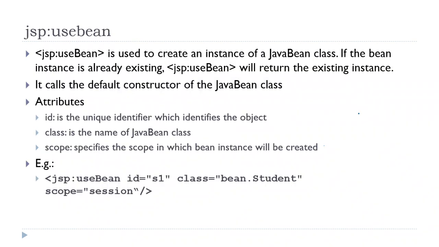The useBean tag is used to create an instance of a Java Bean class. If the bean instance already exists, then this tag will return the existing instance. So depending on whether we are calling useBean for the first time for a given object, the object will either be created, or if we are calling it a second or consecutive time, the existing object which we had already created will be returned. By default, it calls the default constructor of the Java Bean class.